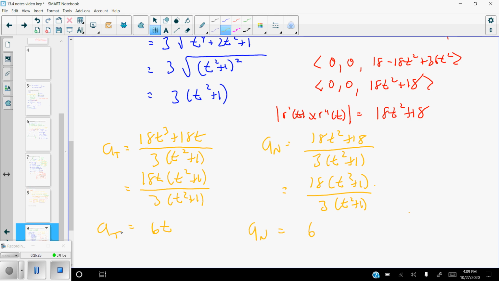I wish I could tell you they're all going to work out that nicely, but this is the general process of finding the two components of acceleration. All right, way too long for this specific unit. I apologize for the length of these videos, but that should be all.